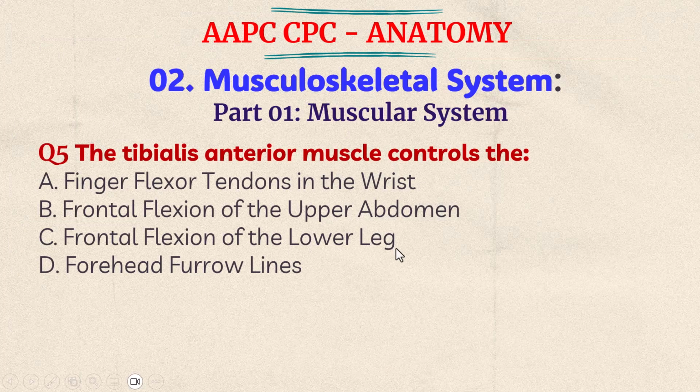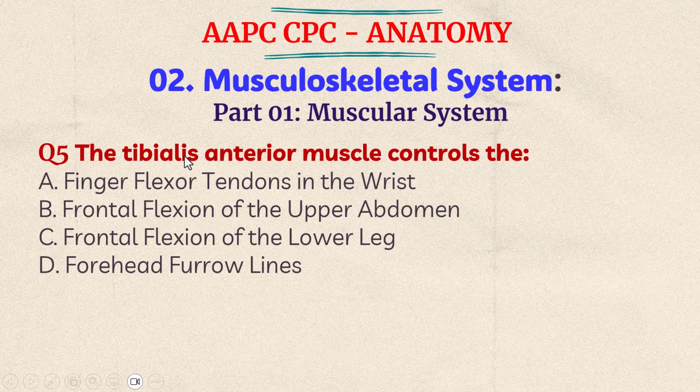Question number 5. The tibialis anterior muscle controls: A. Finger flexor tendons in the wrist, B. Frontal flexion of the upper abdomen, C. Frontal flexion of the lower leg, D. Forehead furrow lines. So please pause the video and think of the answer. For this question, you can easily find the answer by the name of the muscle.